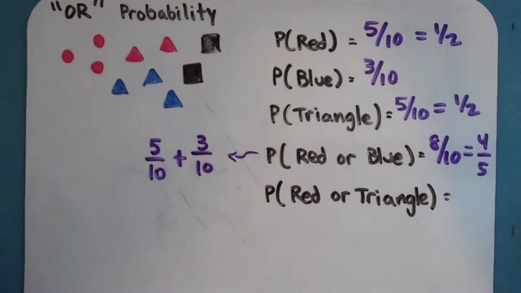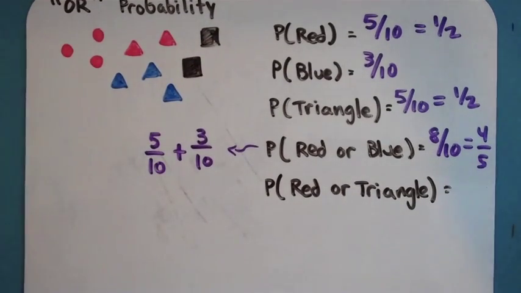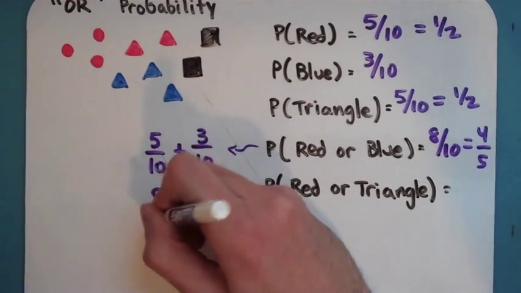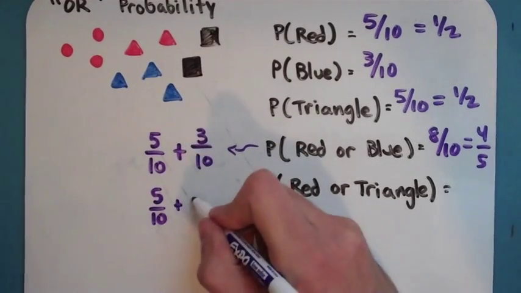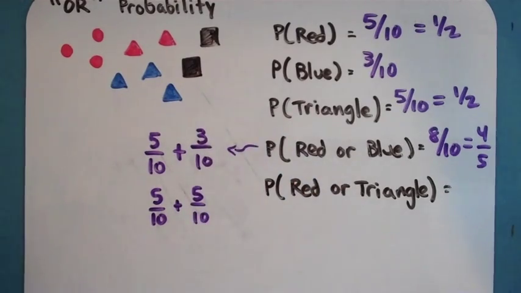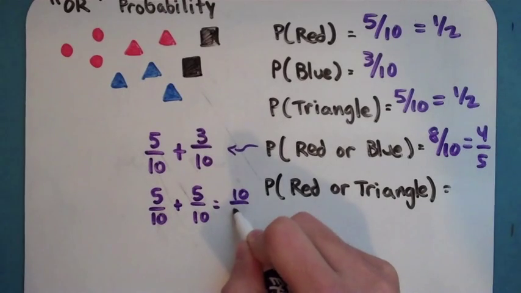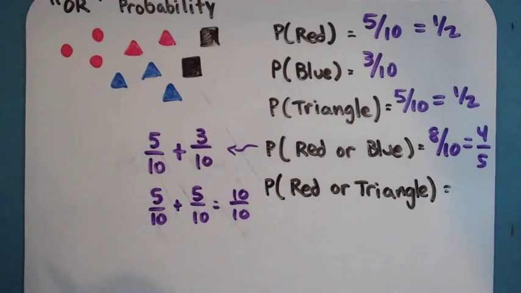If you look at this next one though, the probability of red or triangle, we already saw red is 5 out of 10. Triangle is going to be 5 out of 10. So in theory, this should give us a probability of 10 out of 10 or 1. So what that means is no matter what, we will win. If you're trying to get a red or triangle, there's no way you can lose because the probability is 1.